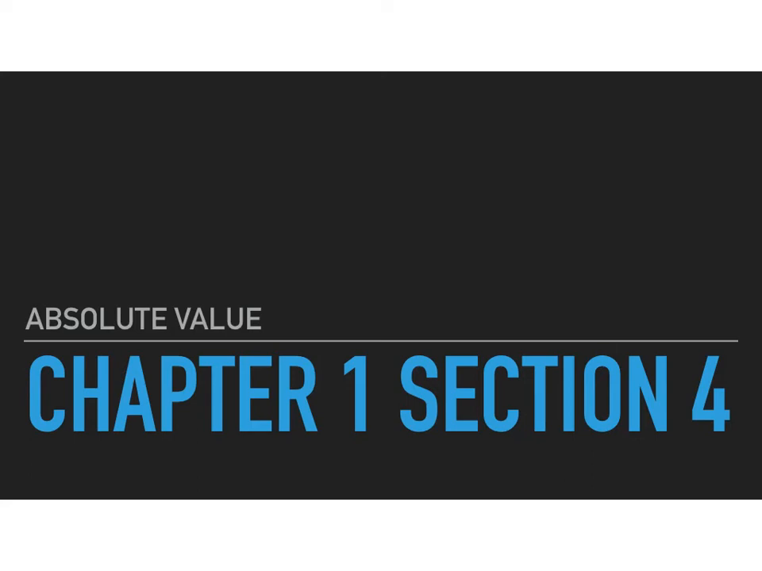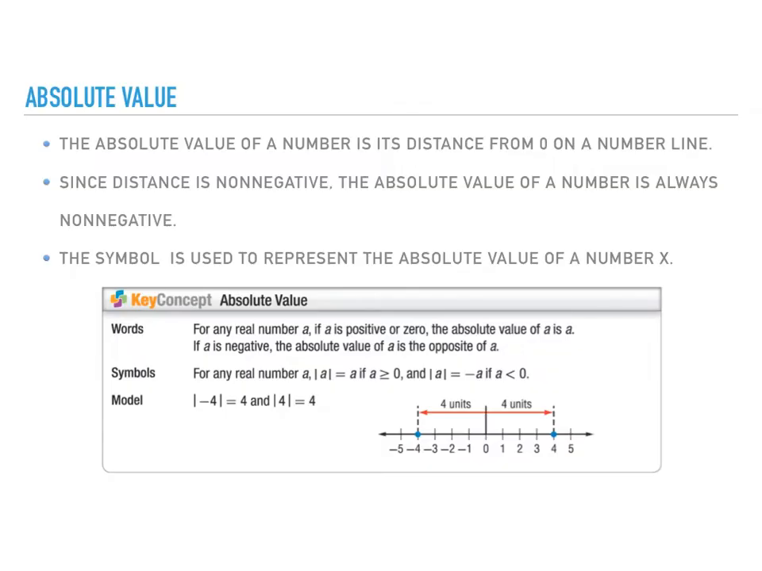Okay, in 1.4 notes, we're going to go over absolute value. So the absolute value of a number is its distance from 0 on a number line. Since the distance is non-negative, the absolute value is always non-negative. So the absolute value is always going to be a positive number.